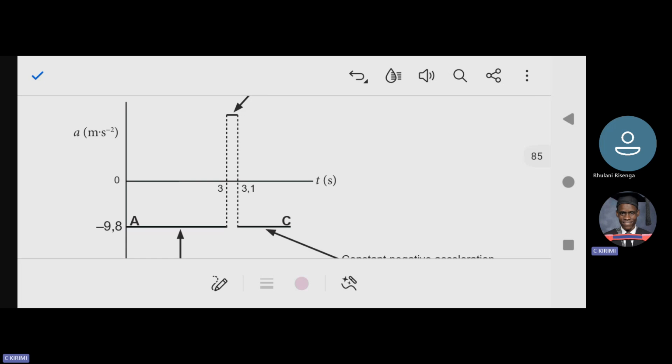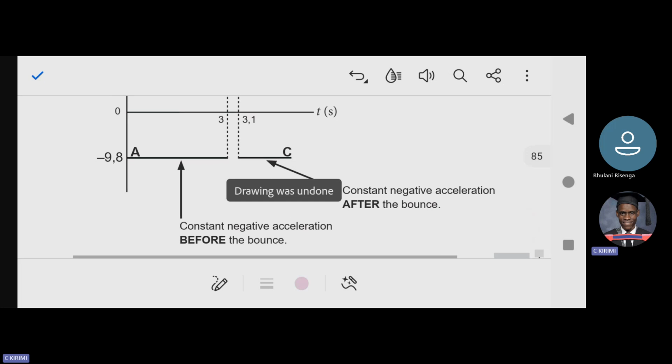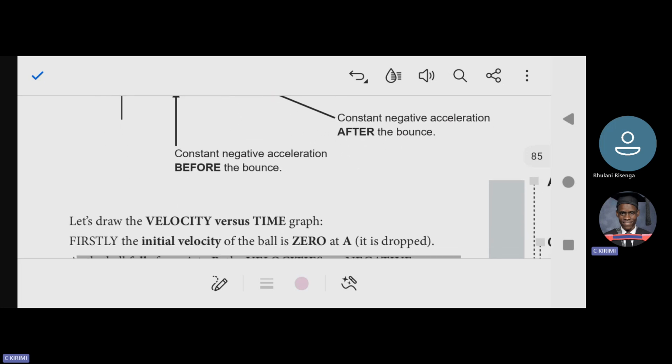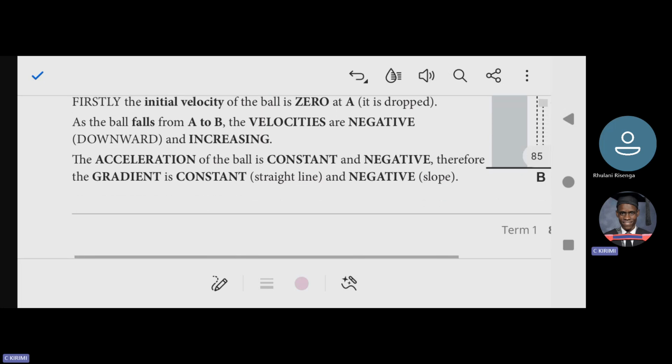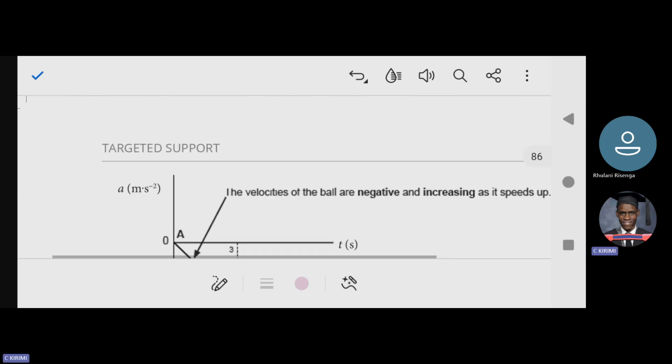The moment it hits the floor, the acceleration immediately goes up. Before that, acceleration was negative, going downwards. The moment it hits the ground, it shoots up. The ball bounced. Then it's constant, which means negative acceleration. After the bounce, it's going down, in free fall again. So that's how it goes in terms of a bounce.